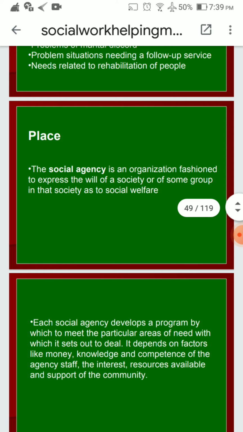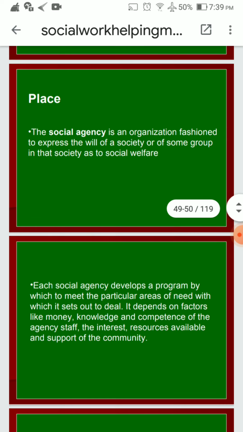Another, the place also is the social agency. A social agency is an organization fashioned to express the will of society or of some groups in that society as to social welfare. From the word social agency, we have three types of agency, which are the public agency, the private agency, and the semi-governmental agency.